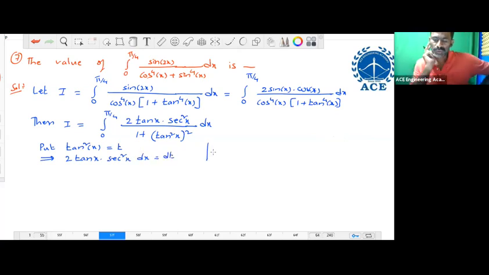When you are changing one variable to some other variable, you have to change the limits, or without changing the limits also, later we can change. First, we evaluate the problem in terms of t. After evaluating the function in terms of t, we get function of t. After getting the function of t, again we convert the function of t to function of x, and we can substitute the same limits, or we can change the limits also. Let us change the limits.